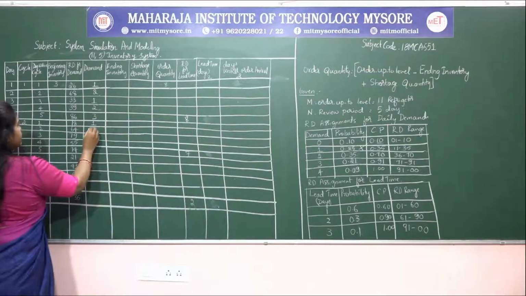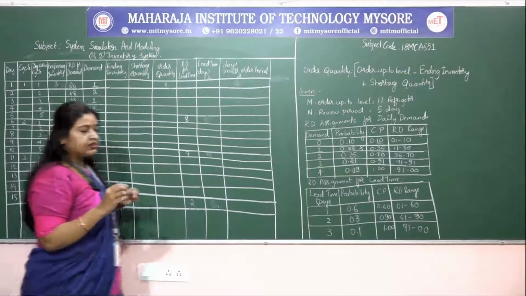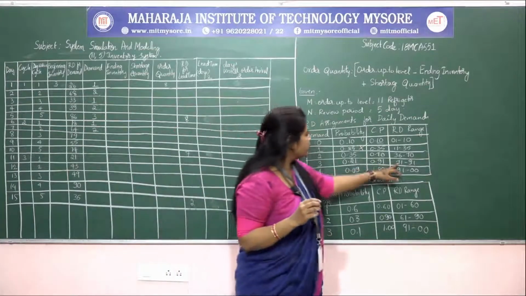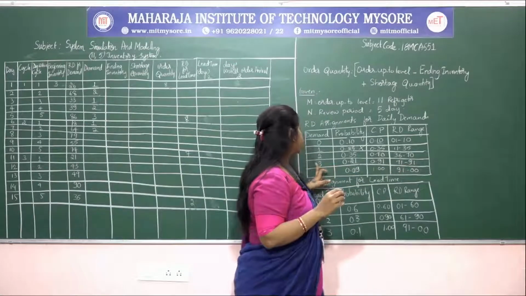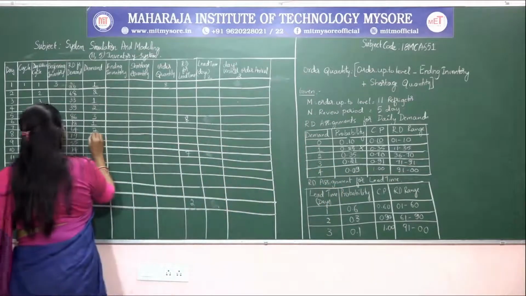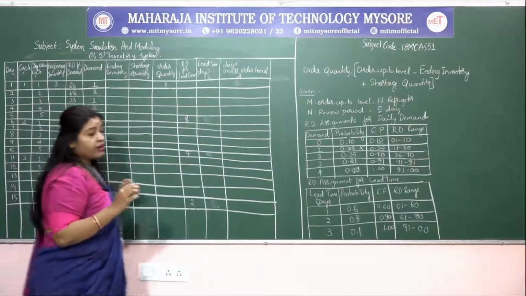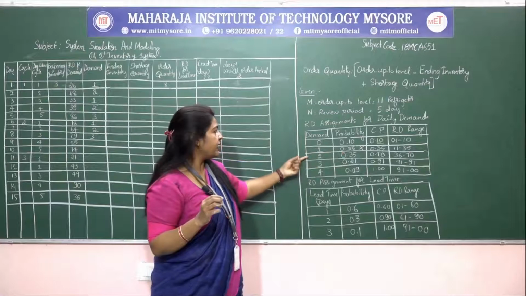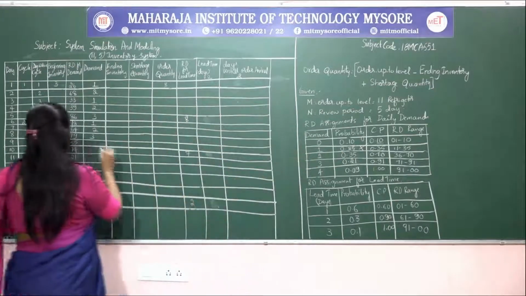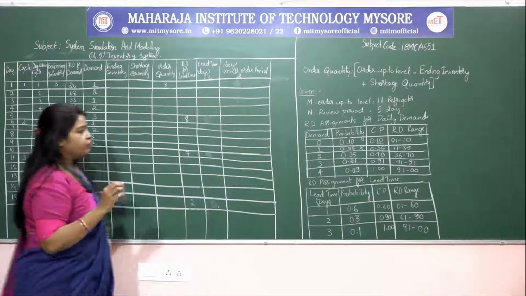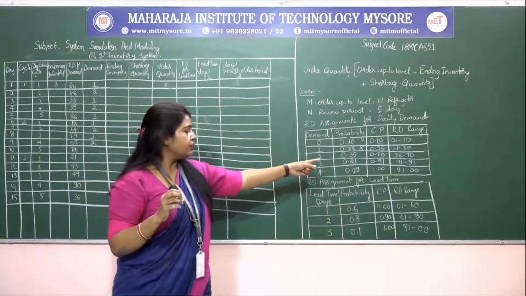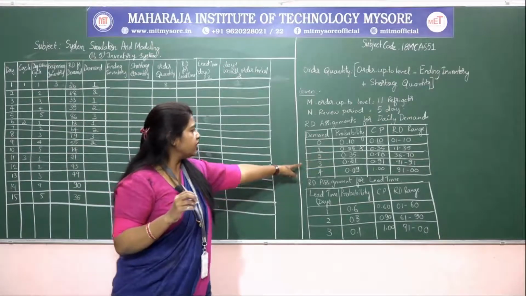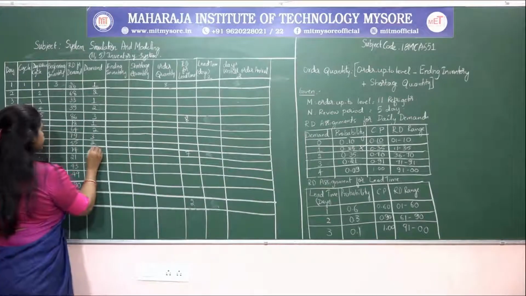2. Next 79. 79 comes under 71 to 91 and equivalent demand is what? 3. Next is 55. 55 comes under 36 to 70 and equivalent demand is what? 2. Next is 74. 74 lies in the demand range 71 to 91, that is the demand is 3.